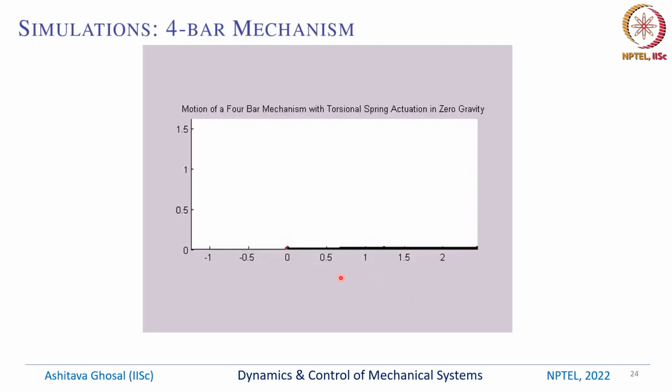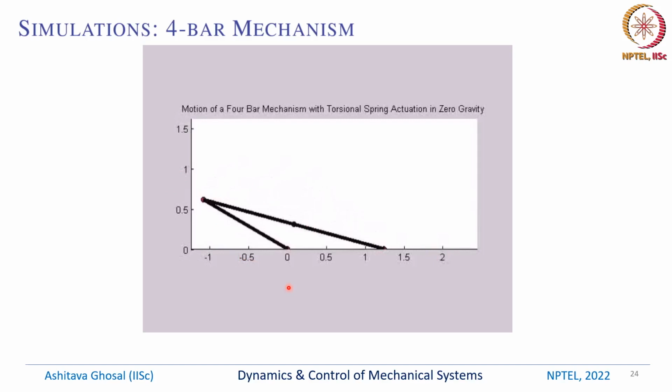So here is a video of this 4-bar. As you can see, these links are almost lying in the horizontal direction. You saw this motion. The basic idea is it starts up very fast, but then the torque is tau 0 minus k theta 1, so the torque is reducing. Towards the end it slowed down, and then we form this triangle.